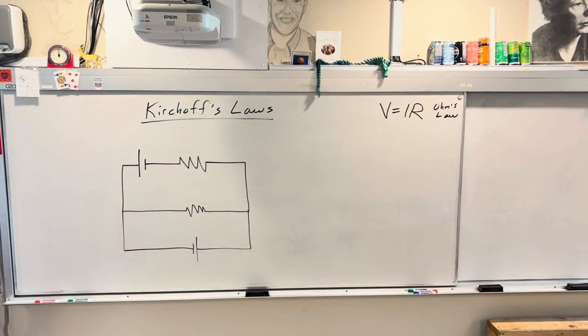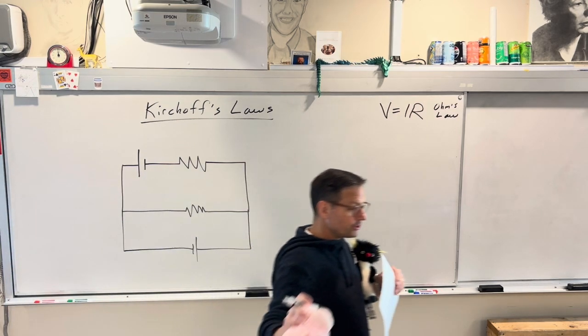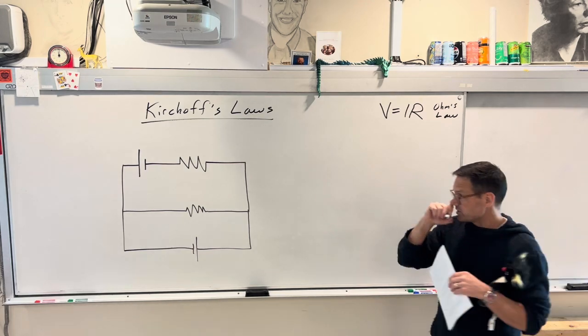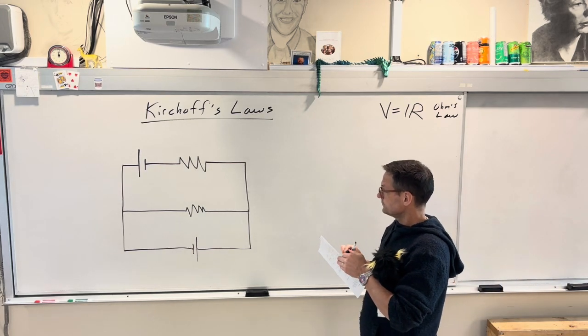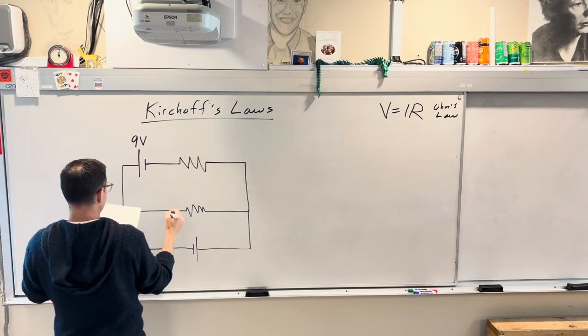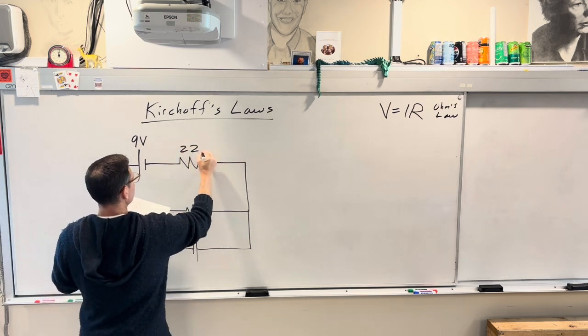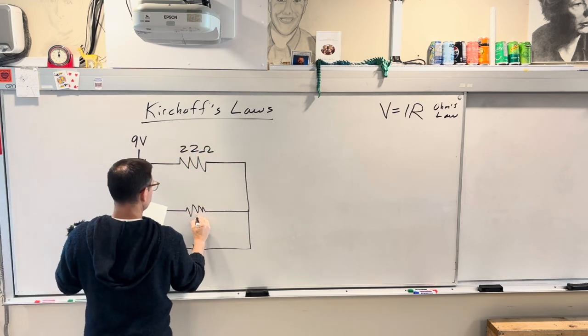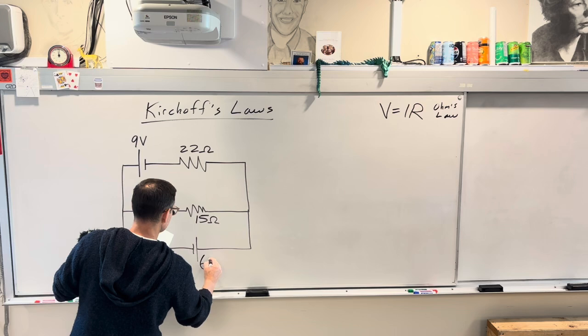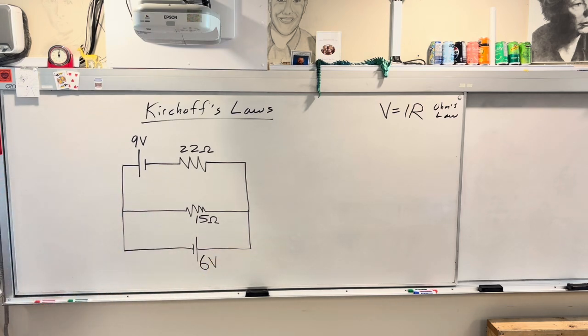What do you notice about this circuit? So there's two cells. So it's called a two-source circuit, or multiple source circuit. By the way, this is 9 volts. This is 22. This is 15. And this is 6 volts. Talk amongst yourselves and decide which way current is going in that loop.